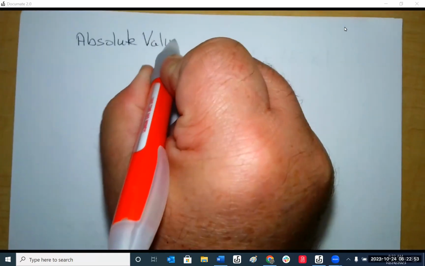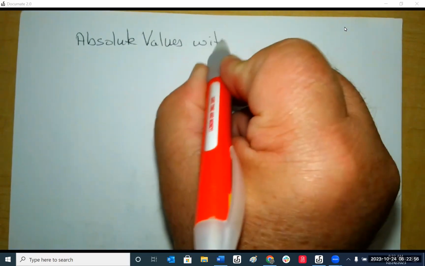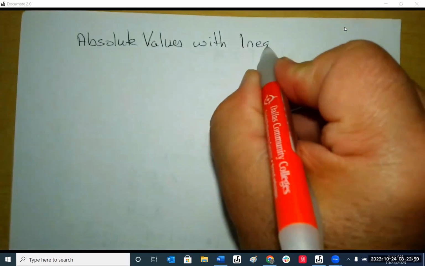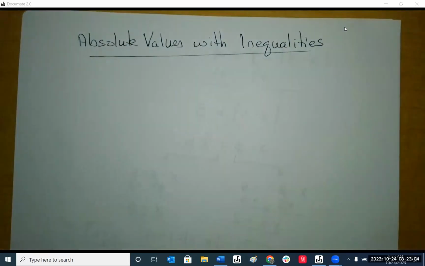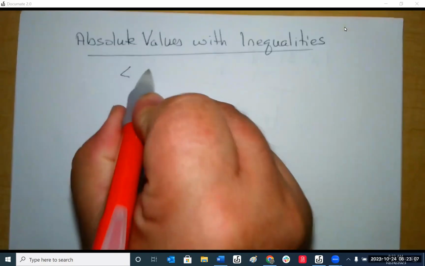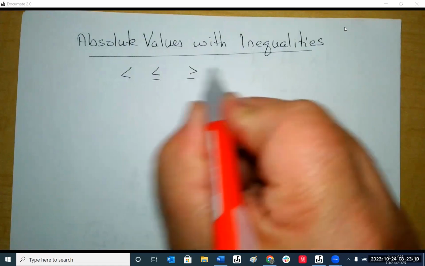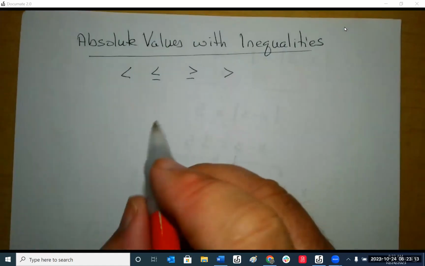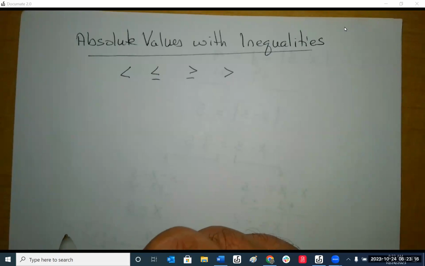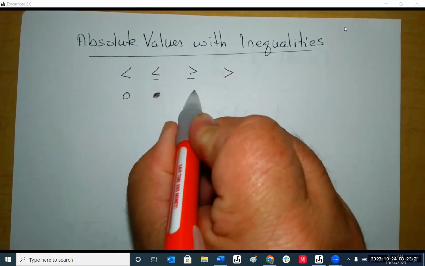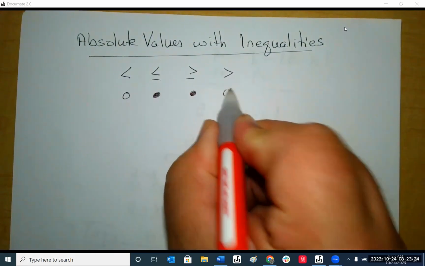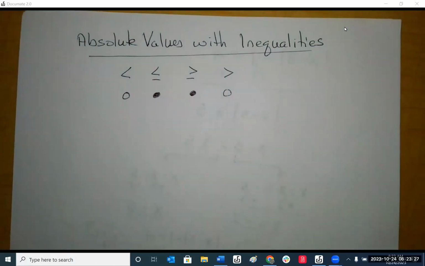Absolute values with inequalities. That's these guys. And when we graph them, if it has a line underneath it, it's inclusive, so we put a solid dot. If it doesn't, it's an open dot when we graph it. If you don't remember the absolute values, go back to chapter 1 where we talked about it the first time.